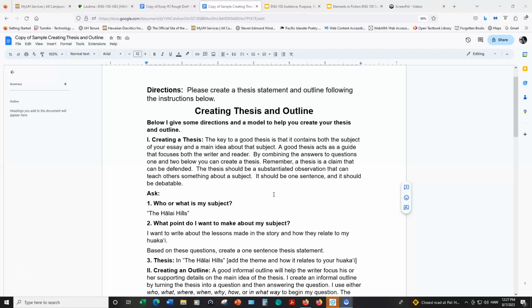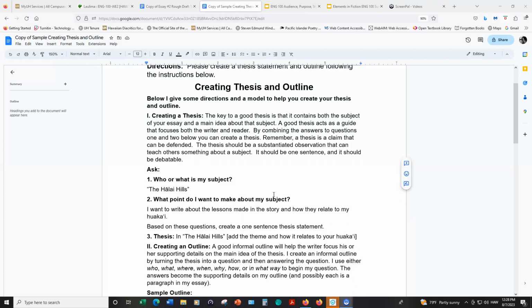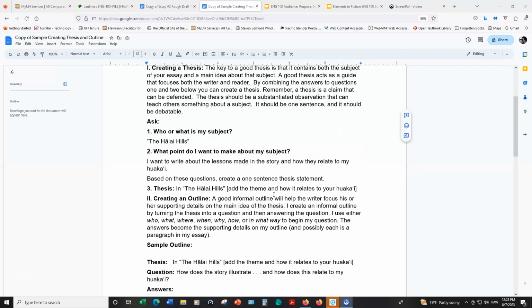And please complete this information for the topic related to essay number 2. So please don't make up your own topic. Please write directly in response to the topic for essay number 2. So in this example that I've created, in the first part, who or what is my subject, this is where you can list whichever story or stories you are writing about for essay number 2.